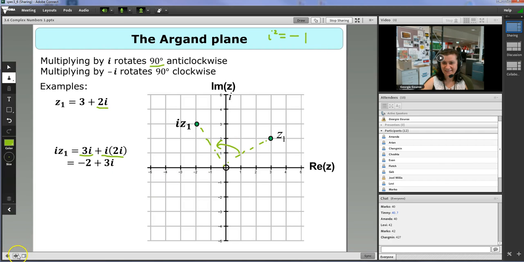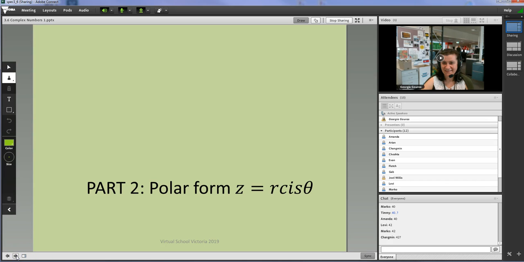Okay, that makes sense? And if we do it by negative i, it should go 90 degrees clockwise. So multiplying, that's going to be negative 3i plus negative i times 2i, which is going to give us 2 minus 3i, simplifying that out, which ends up being over here, which is a rotation clockwise. It's a very nice attribute, an interesting property, which brings us to talking about polar forms.